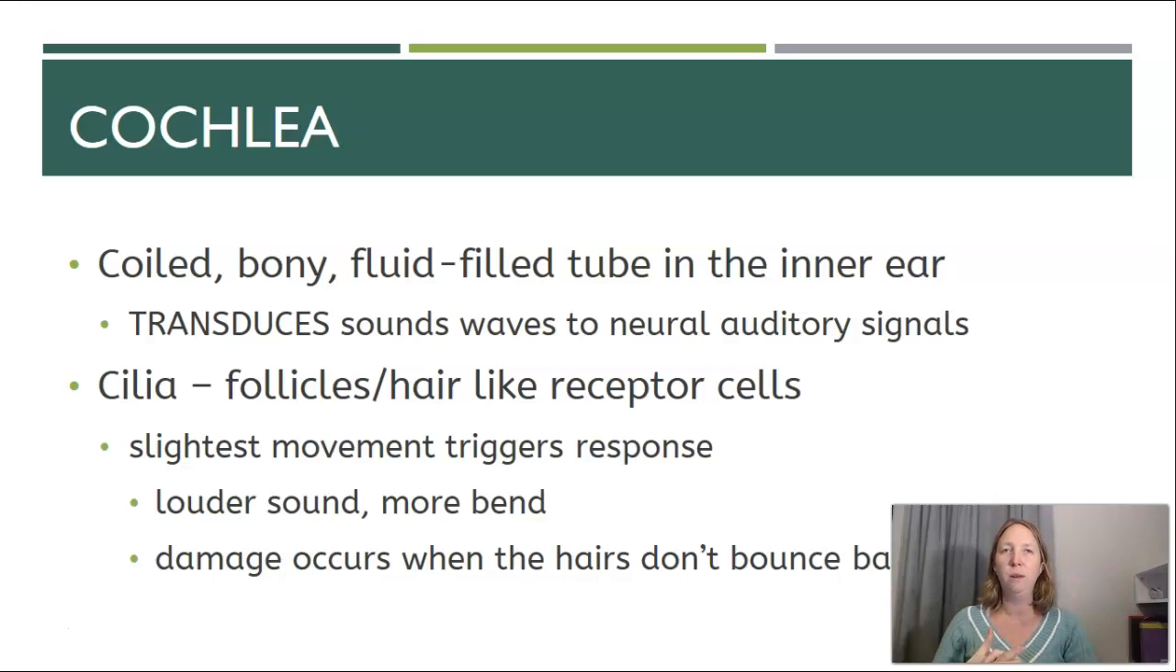So the slightest movement will trigger a response, and then the louder the sound, the more that these hairs will bend. Sometimes you might even incur hearing loss if they bend and potentially don't bounce back, or bend and actually break. We'll do more on that in a little bit.